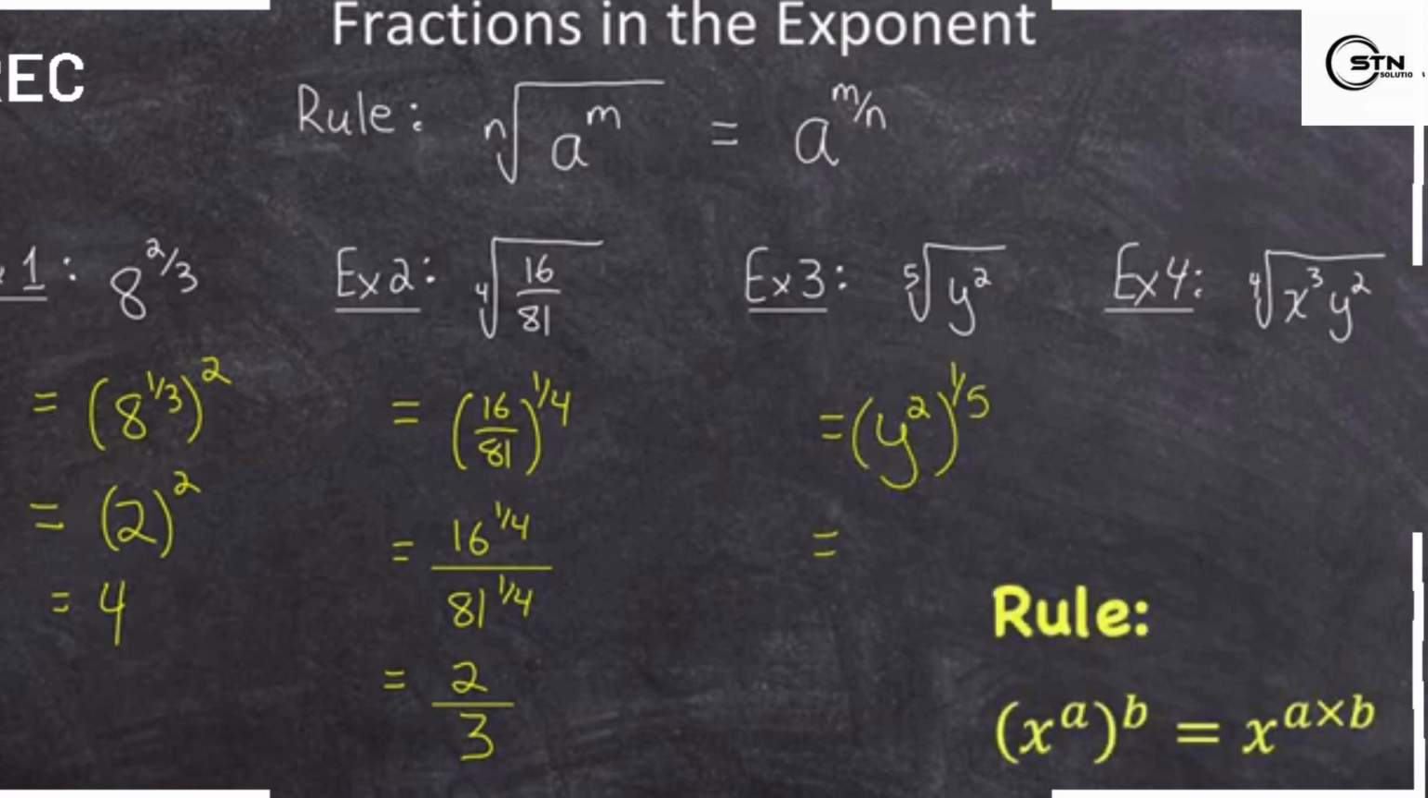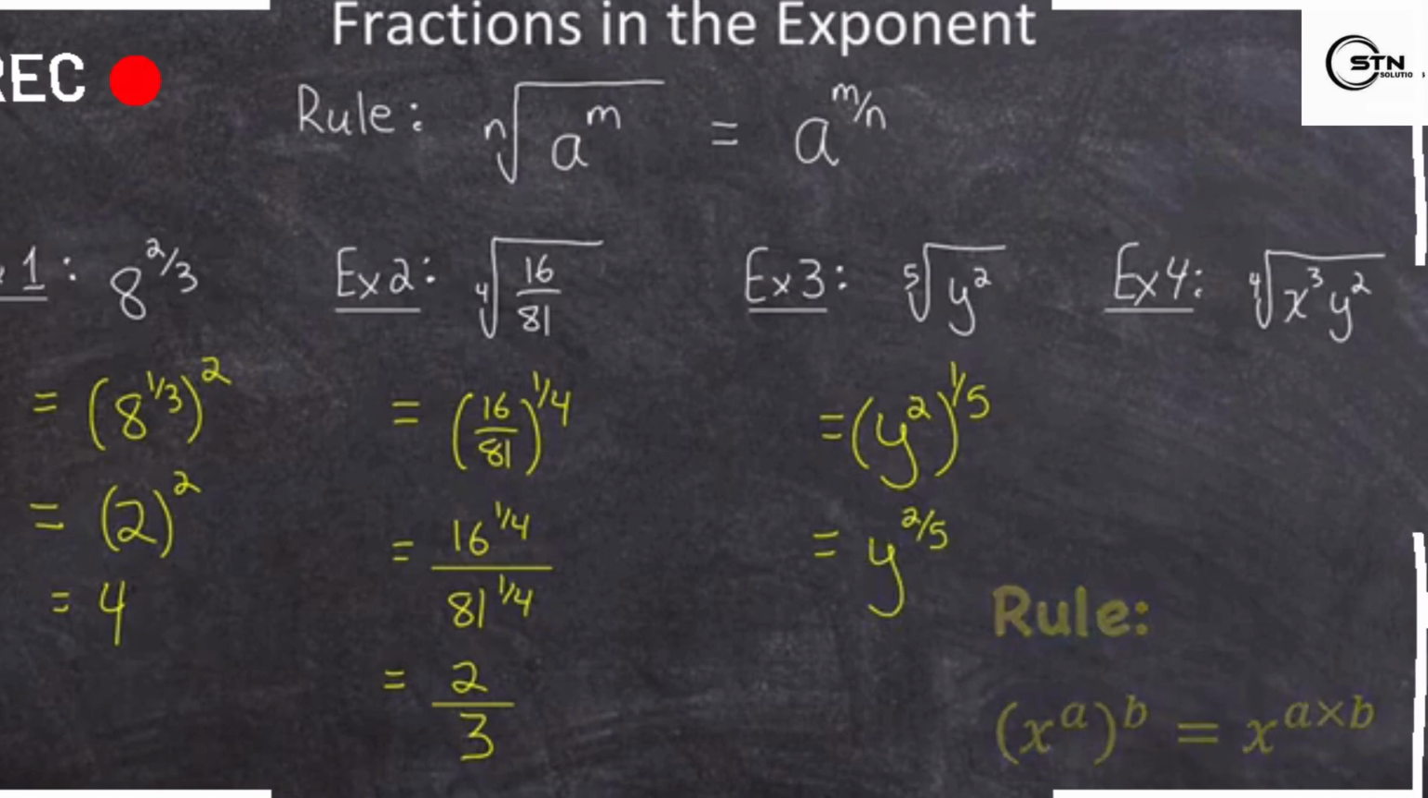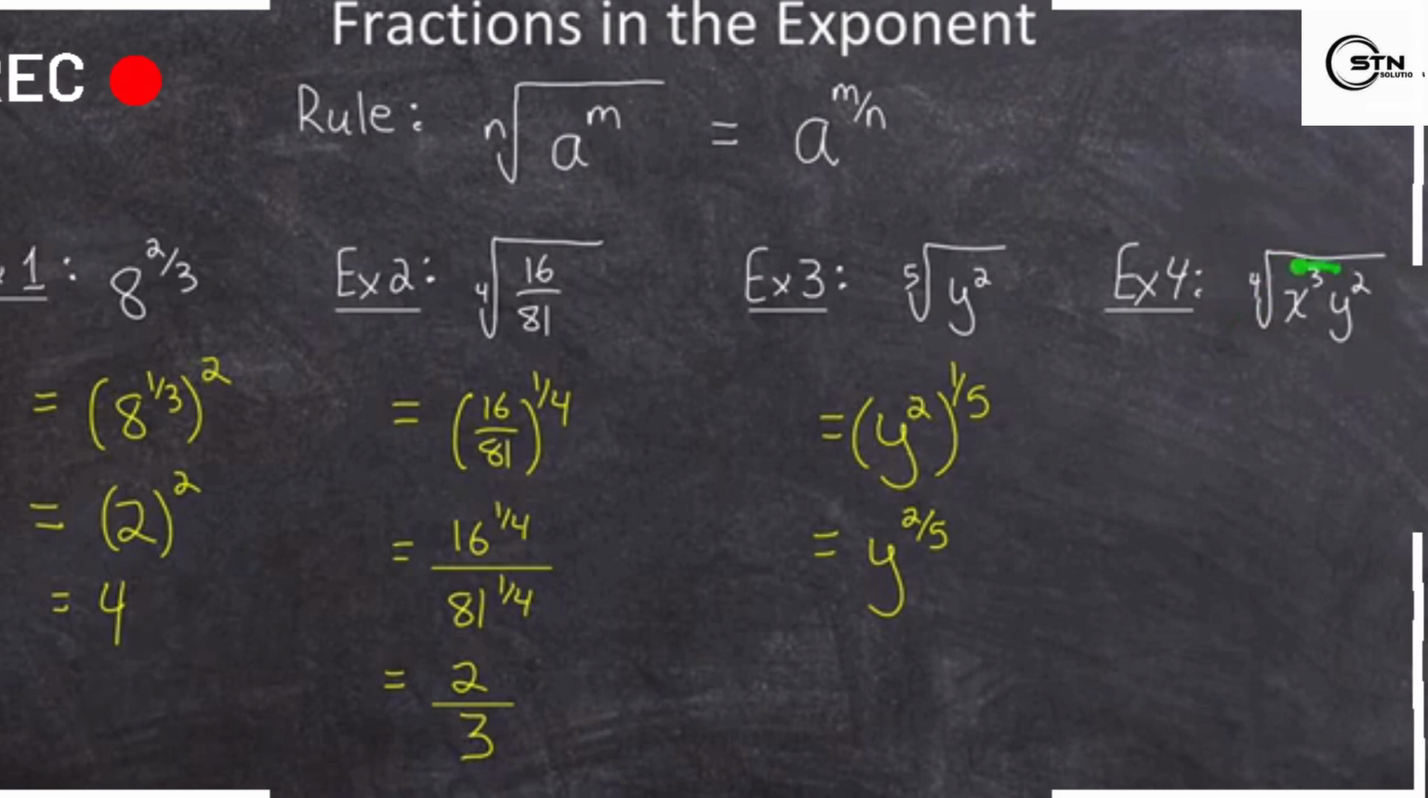And then using exponent rules, I could multiply those exponents together to get y to the power of 2 over 5. And similarly with example 4, I need to do the 4th root of x cubed y squared, which means I would have x cubed y squared to the power of 1 over 4.